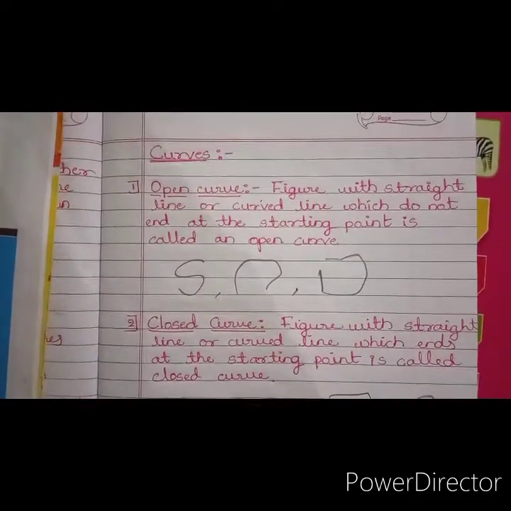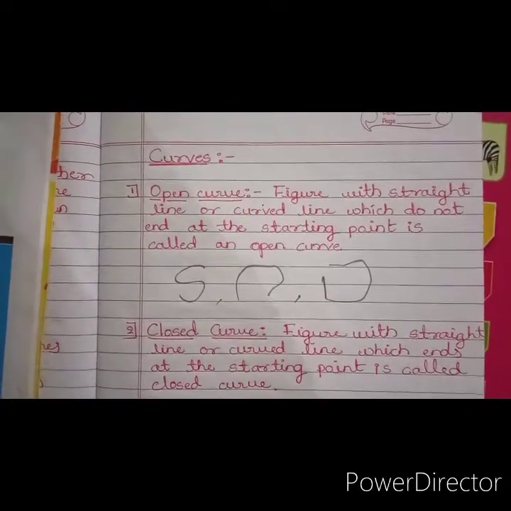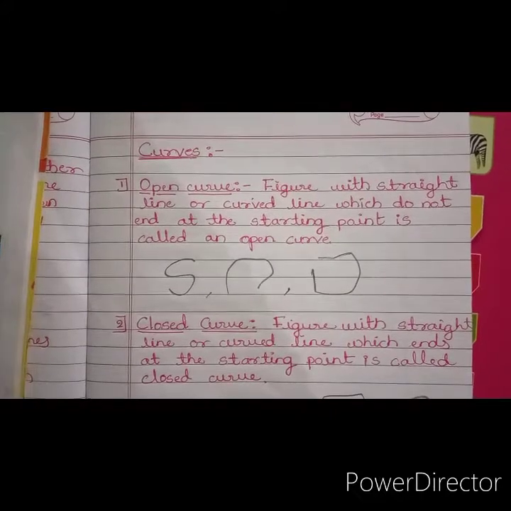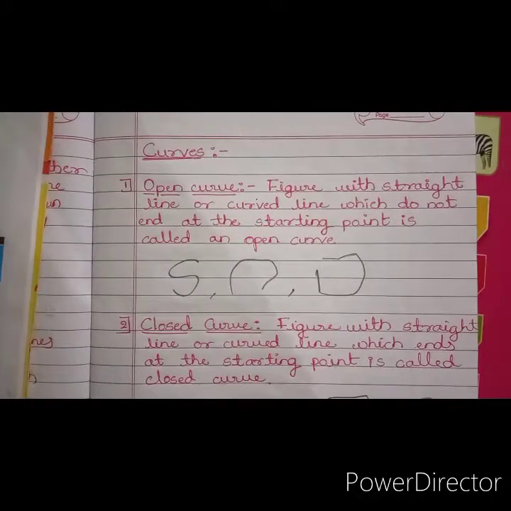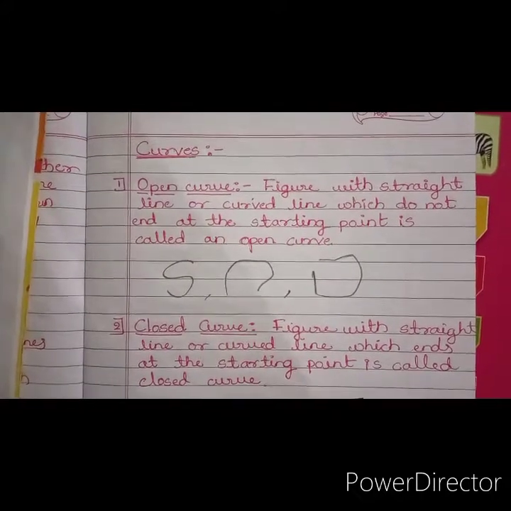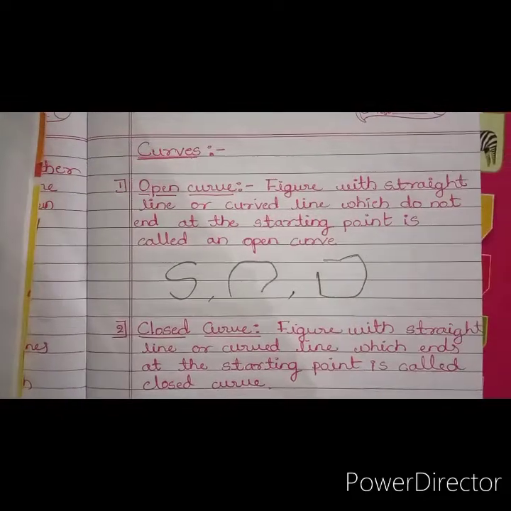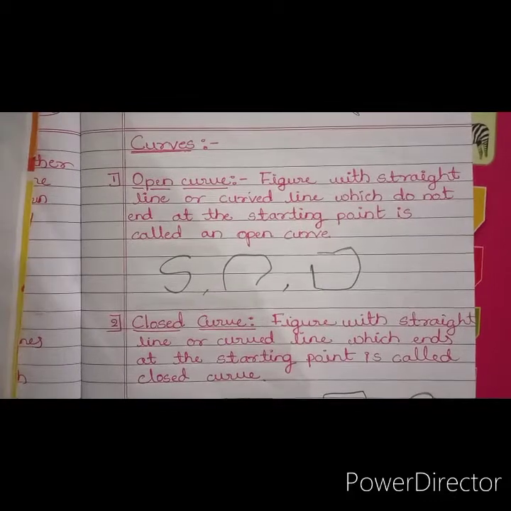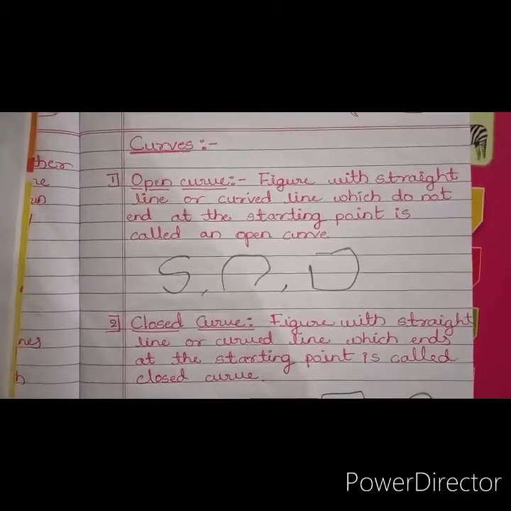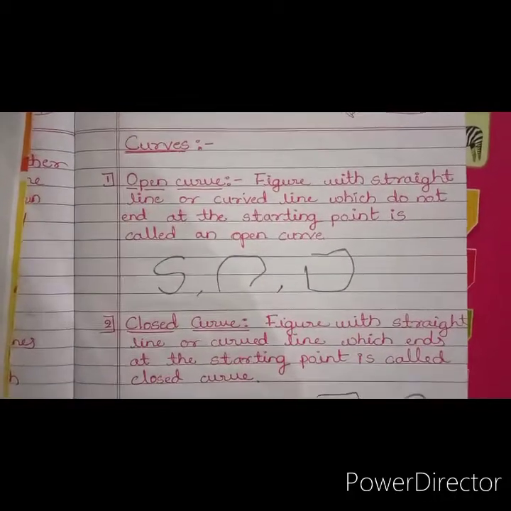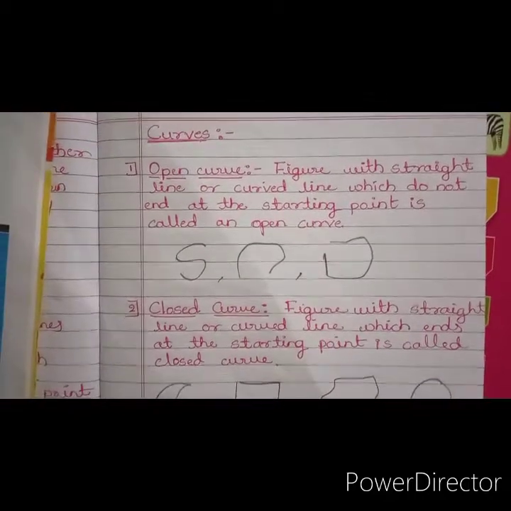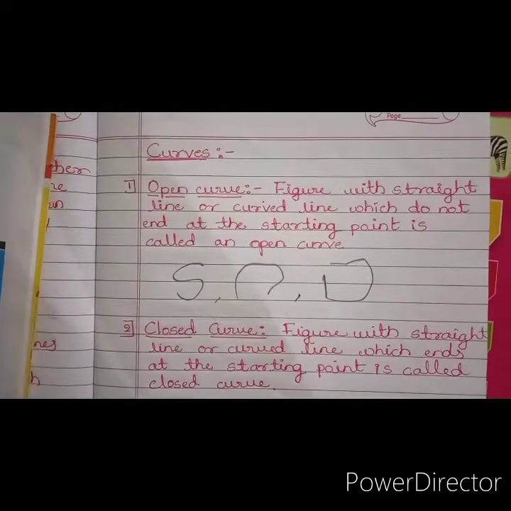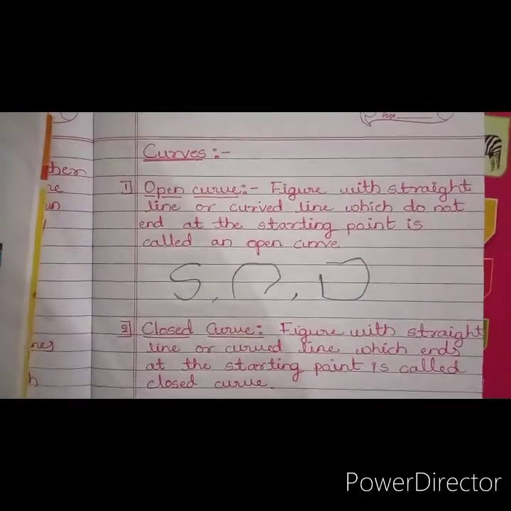In that, the first one, open curve: a figure with a straight line or curved line which does not end at the starting point is called an open curve. Okay, here in the figure it may be a straight line or it may be a curved line, but it does not end at the starting point. So that type of curves are called open curves. Open curves are also called open figures.